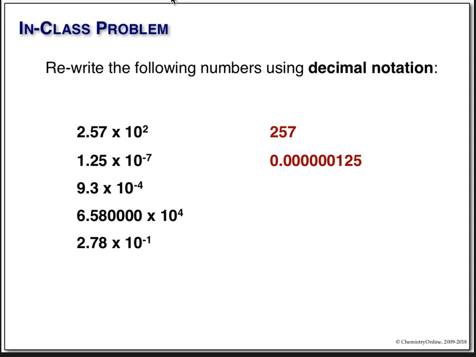9.3 times 10 to the minus 4. Negative exponent, minus 4, 3 zeros, then our decimal point.